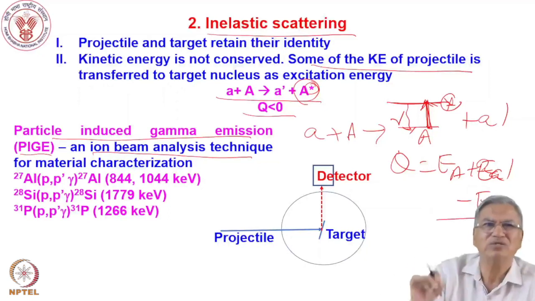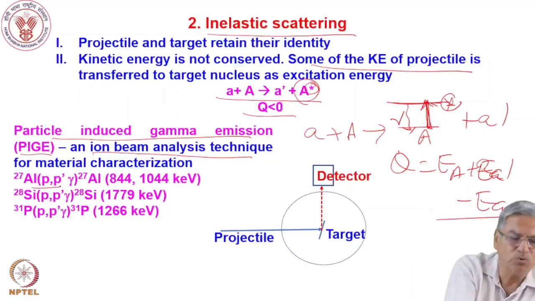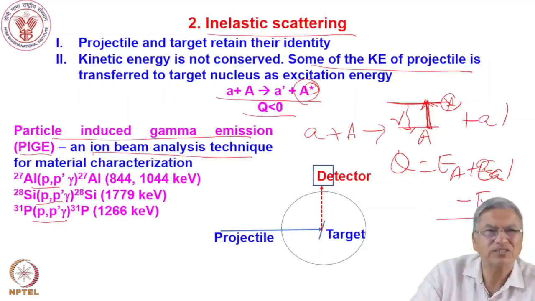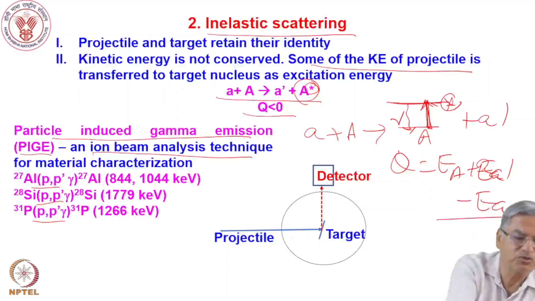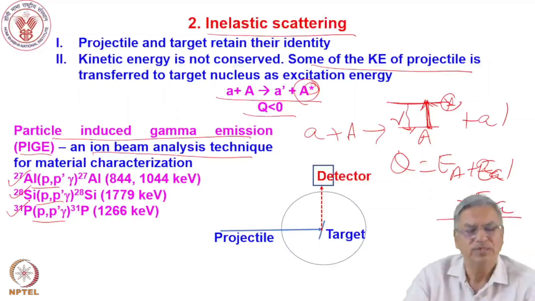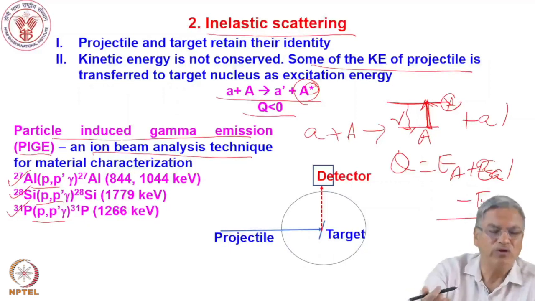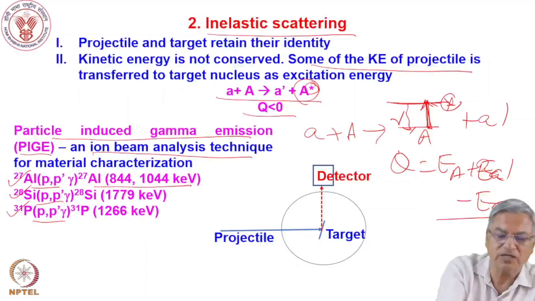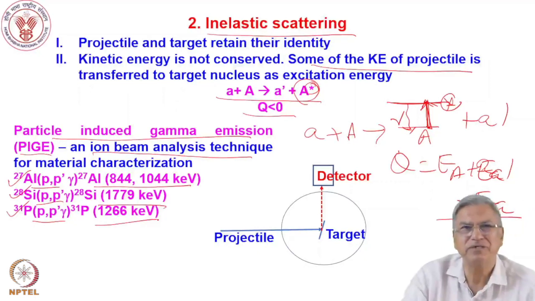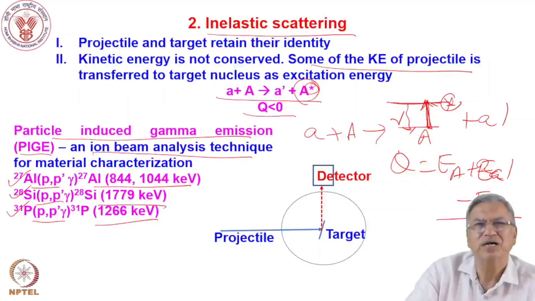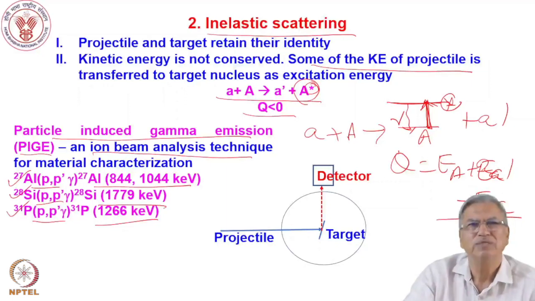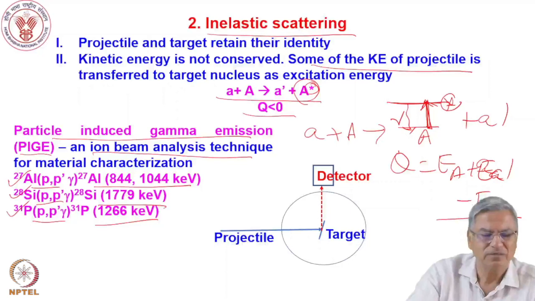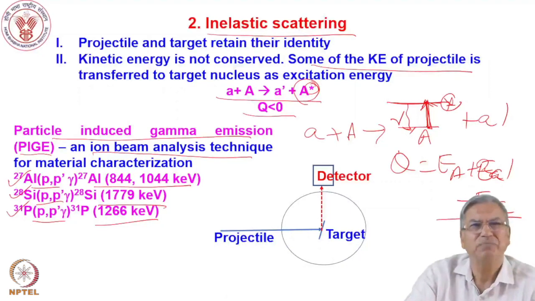So when you bombard the target nucleus with a projectile like a proton, so (p, p′) inelastic scattering of protons with target materials of aluminum, silicon, phosphorus, and so on, then the excited nuclei of aluminum, silicon, and phosphorus de-excite by emission of their characteristic gamma rays. And these gamma rays can be measured by a germanium detector. The intensity of the gamma ray essentially tells you the concentration of these elements. So for material characterization, inelastic scattering is utilized as a form of ion beam analysis technique.